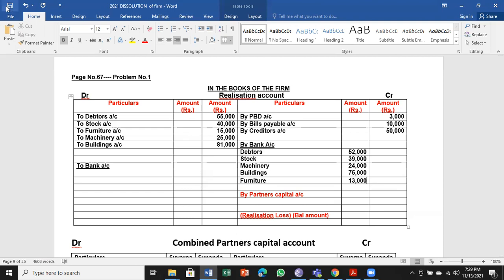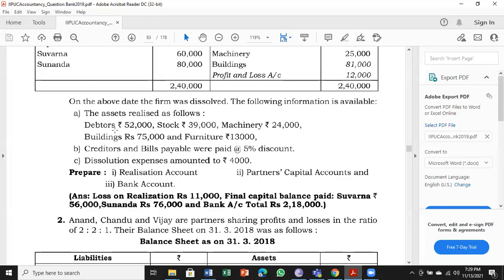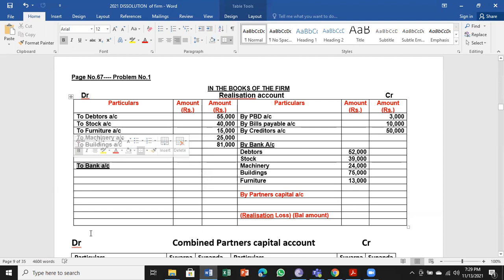See, I'm not doing the totals. We can do the totals later, not a hurry at all. Next, creditors and bills payable were paid at 5% discount. So payment will be done on the debit side, which comes under the bank account. First to be paid is bills payable, 10,000 value, 5% less. 5% of 10,000 is 500, so paid is 9,500.